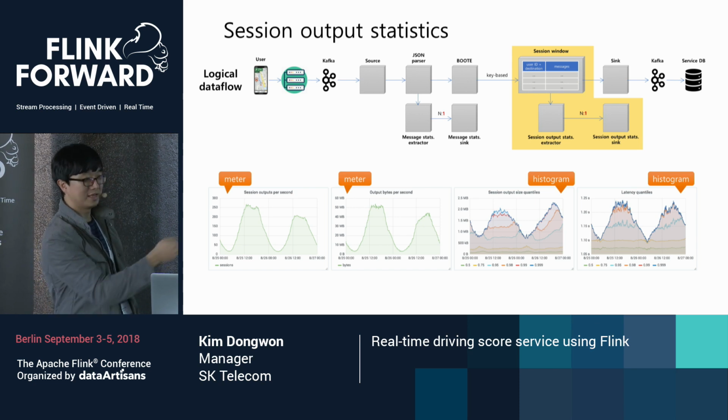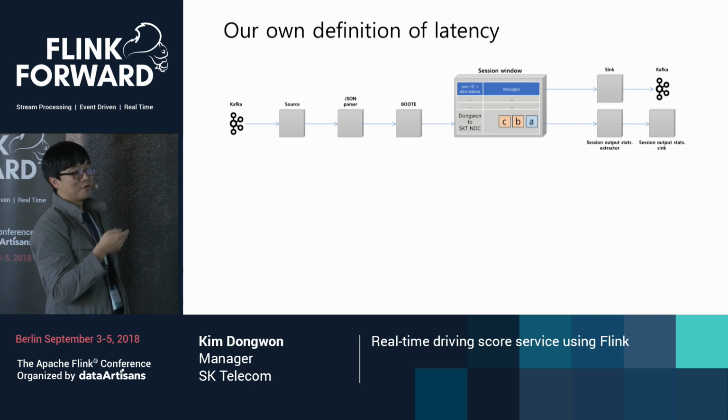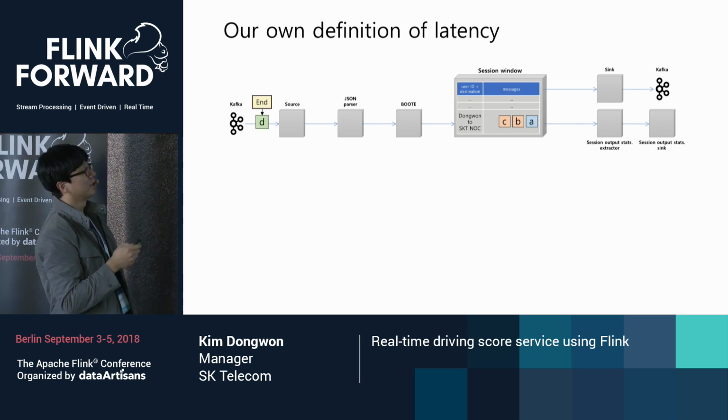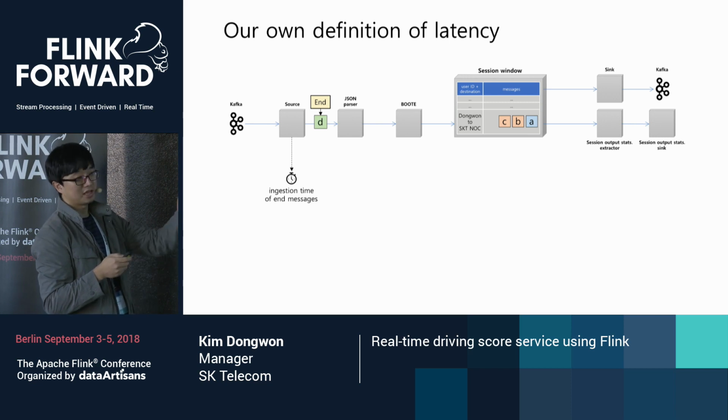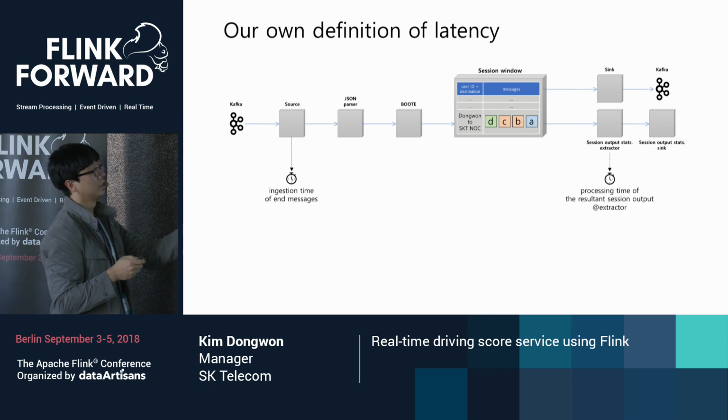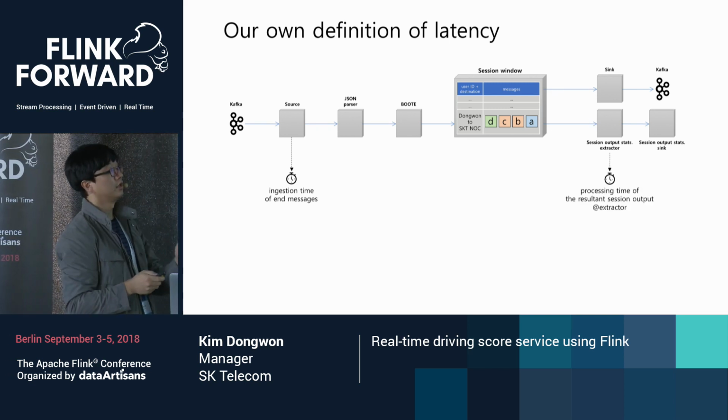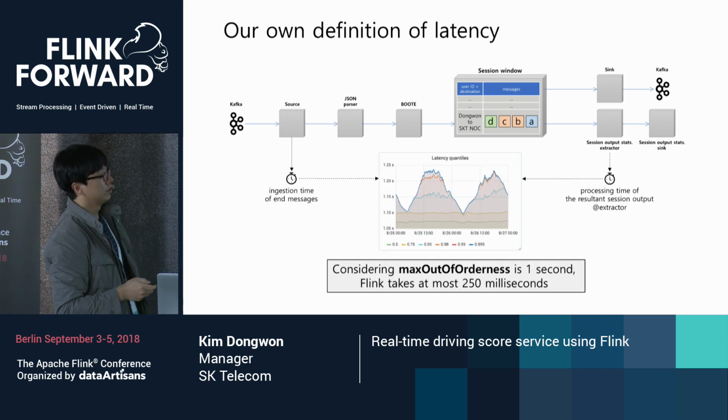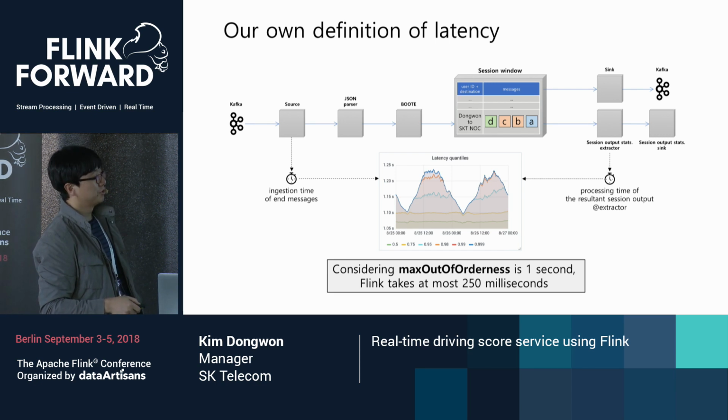Let's look at the last metric. We have our own definition of latency, which is the difference between the ingestion time of the end message and the processing time of the resultant session output at the extractor. Considering our max out of orderness, which is 1 second, Flink takes at most 250 milliseconds here. 0.999 is around here, and at most 1.25 minus 1 second is 250 milliseconds. So Flink is quite nice. We can guarantee very low latency using this pipeline.